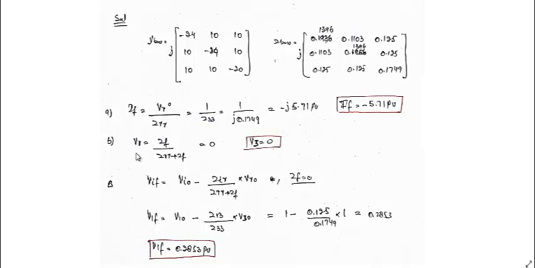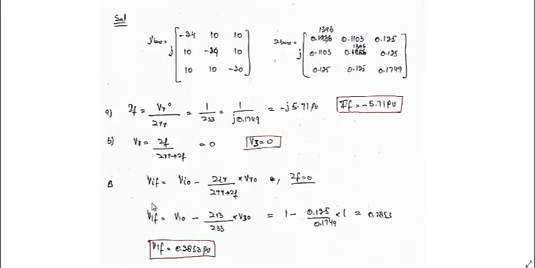So VR, that is the voltage at bus R where the fault has taken place, in this case the third bus, will be equal to ZF divided by ZRR plus ZF. Since it is a solid short circuit, ZF will be 0. So V3 will be equal to 0. So ViF is equal to Vi0 minus ZiR divided by ZRR plus ZF into V0. Here ZF is equal to 0.